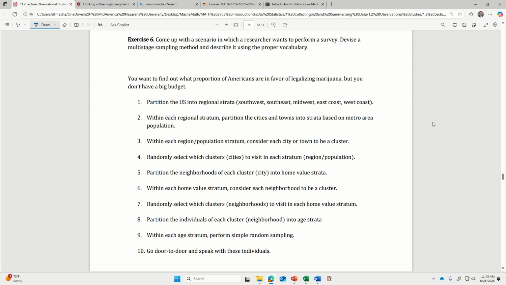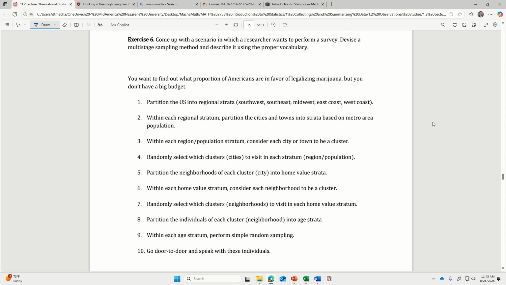Inside each regional stratum, I'm going to partition the cities and towns into strata based on metro area population. Because like I said before, rural cities and towns are more likely to lean conservative on cultural issues, and big cities are more likely to lean liberal on cultural issues. And so this would be another idea for stratifying. This time I have strata inside of strata, right?